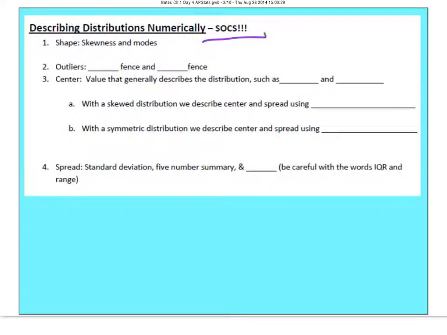This is the perfect segue. Again, we just talked about don't forget your SOCS. Again, that just means shape, center, spread, and outliers for that. What do you talk about for shape? You're going to talk about the skewness of it, if it's symmetric or skewed right or skewed left, and how many modes it may have. Again, for outliers, we're going to look at the upper and the lower fence, basically meaning what's an acceptable range of how high we can go in the data and how low we can go in the data before it really doesn't belong in the data set or it's considered an outlier.